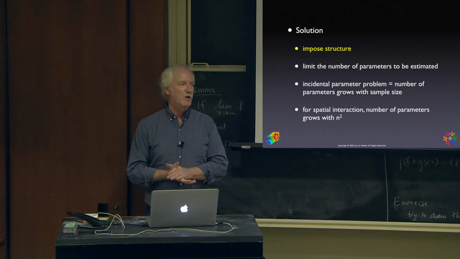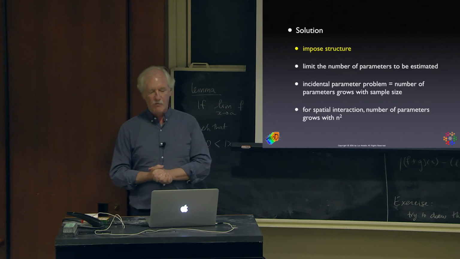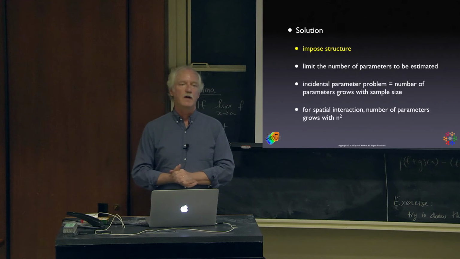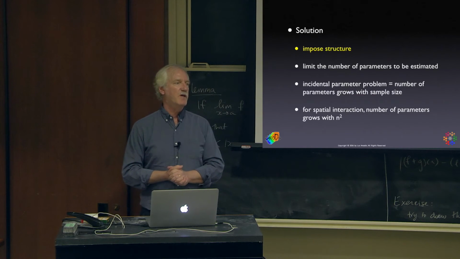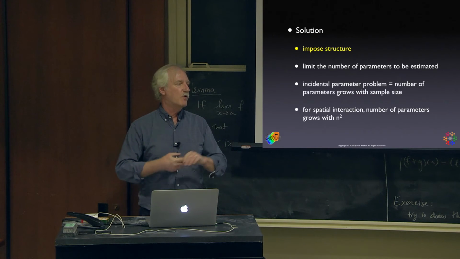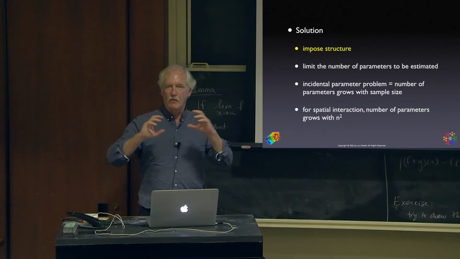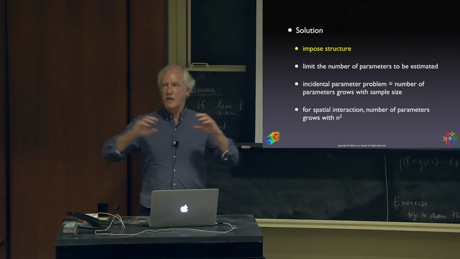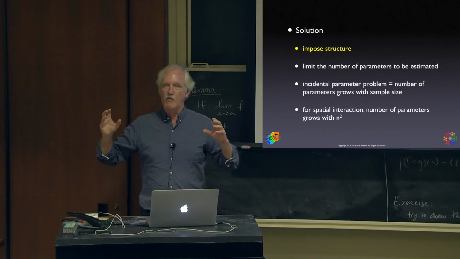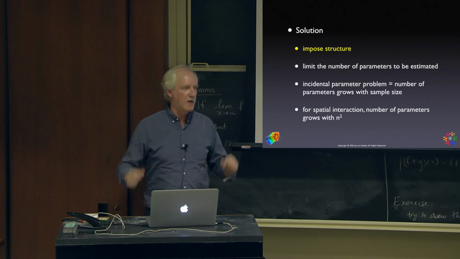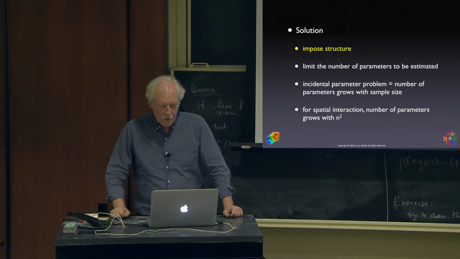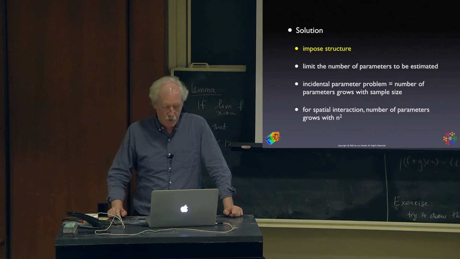Technically, this problem is called the incidental parameter problem. It's whenever your number of parameters grows with the sample size. So if you think of spatial interaction as your n squared parameters that you're trying to estimate, the interaction parameters, as the sample size grows, there's more of those you need to estimate. So you can't win this. And for spatial interaction, the problem is even worse because it's n squared.